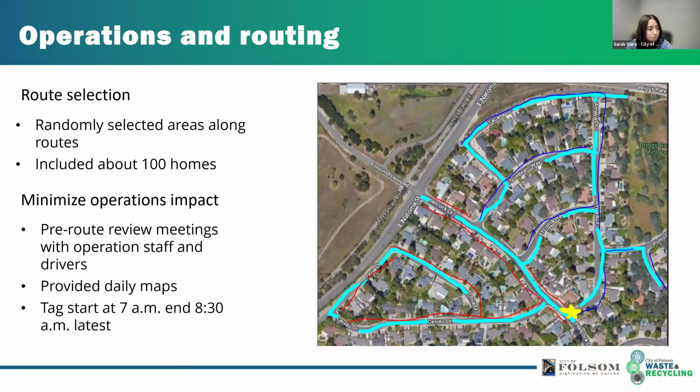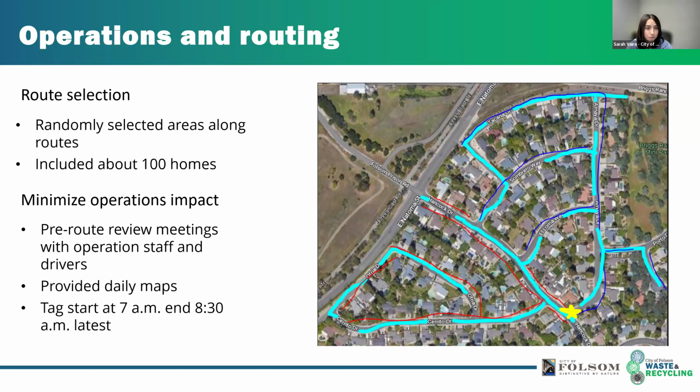We were looking to include about 100 homes on the route, and we landed on this number because we talked with our operations team ahead of time. We said, hey, how do we make this work? We'll have some impact, but how do we lessen that? And we decided on a certain time period that we would be tagging. So we'd start tagging at 7 a.m. and end at 8:30 at the latest.